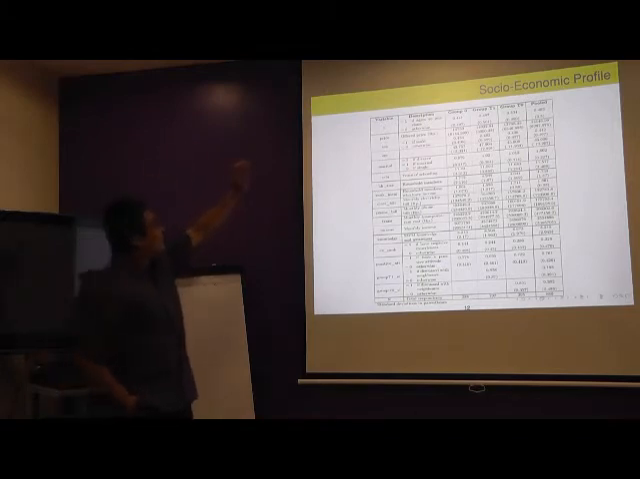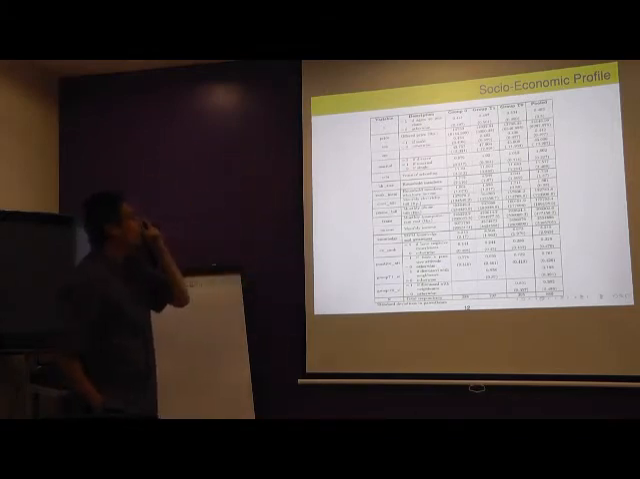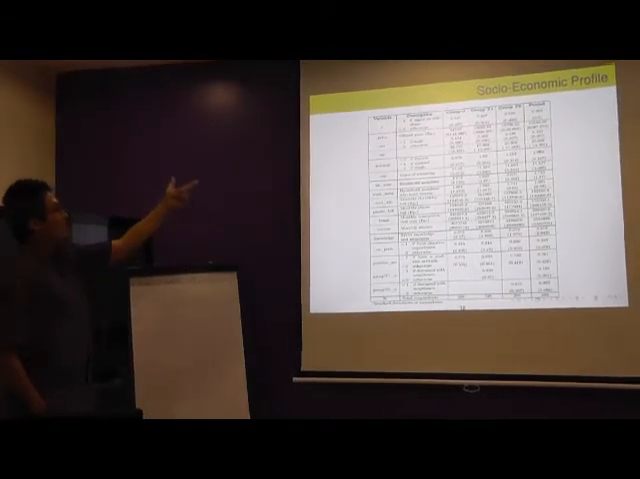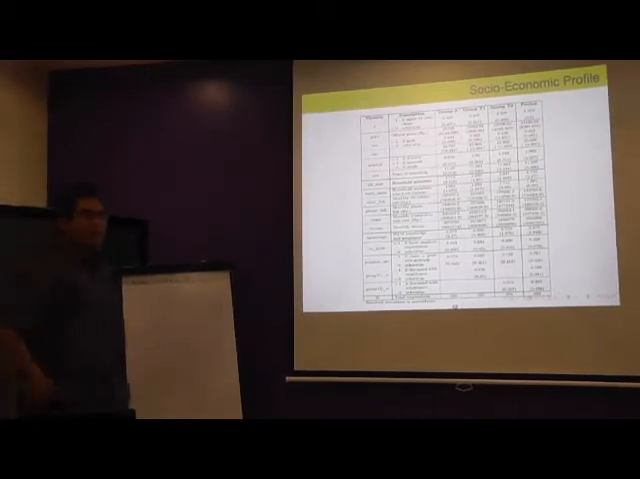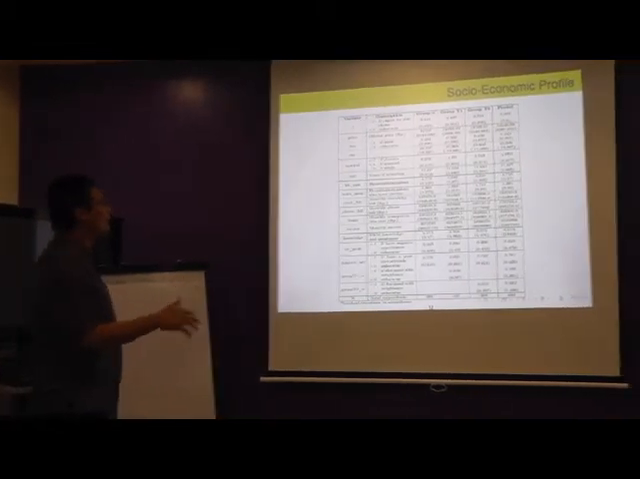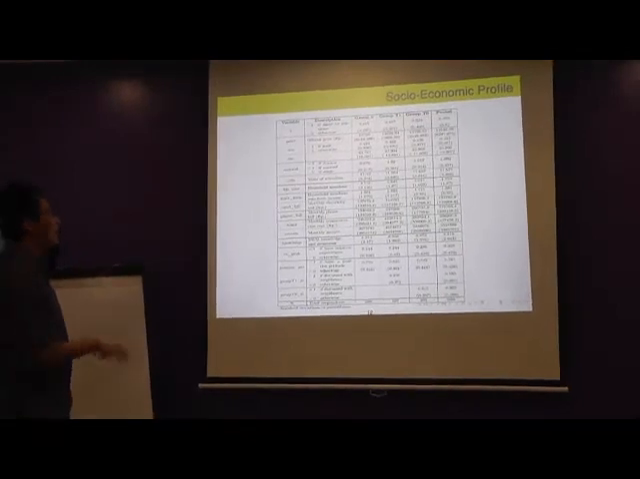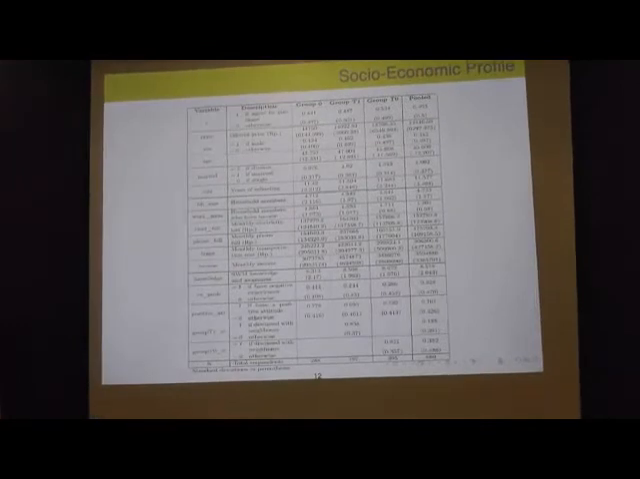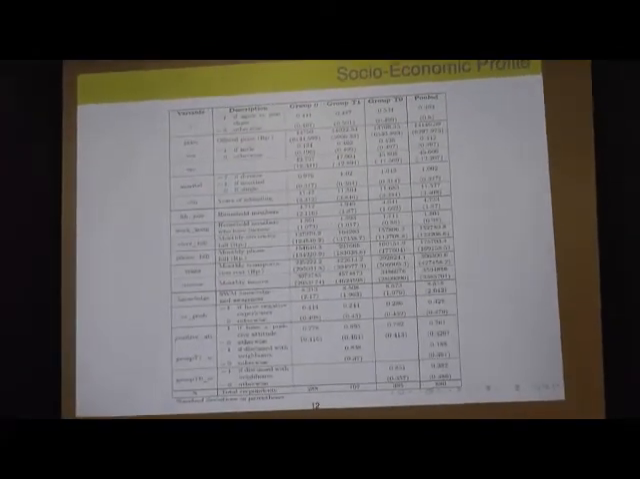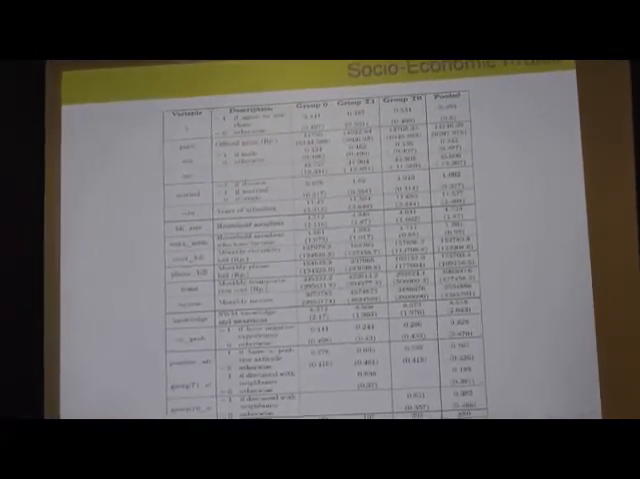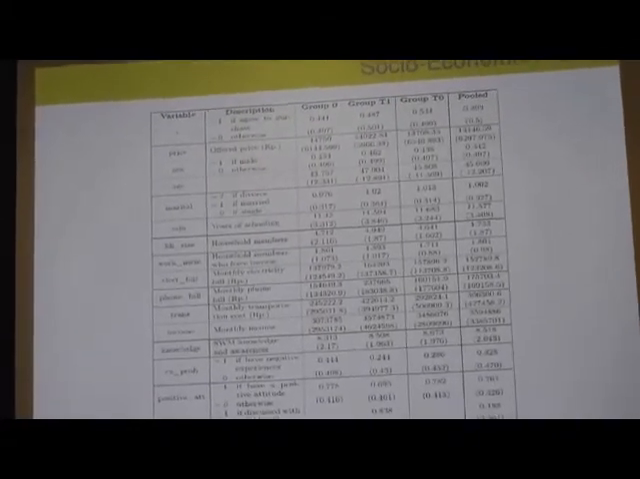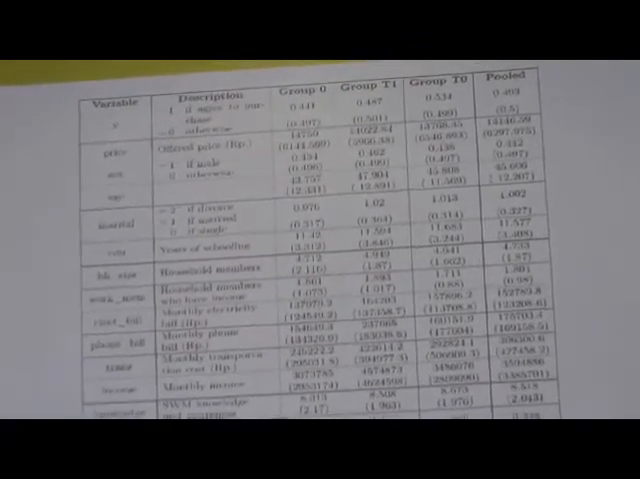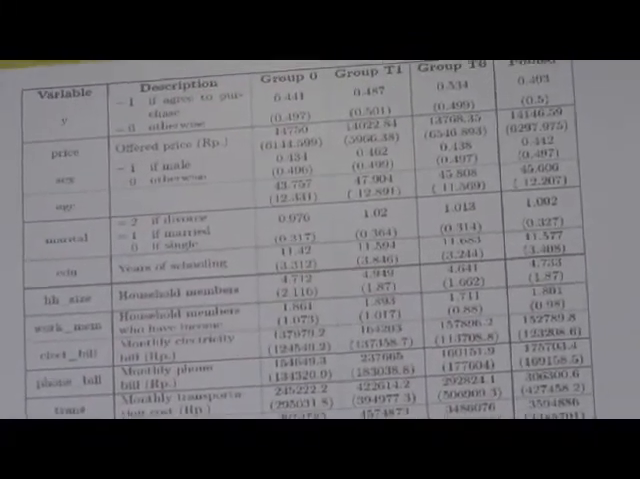Anyways, this is the socioeconomic profile. Now we are in the result part. The Y variable is the response: one is for yes, zero is otherwise, between group 0, group T1, group T0, and then the other pool sample. And then I have price information, sex. Most of the respondents are female, simply because I conducted the interviews in the daytime, when most of the males went to work.